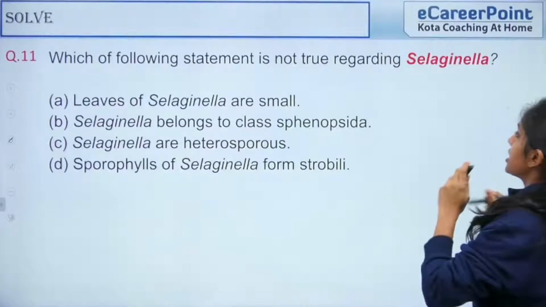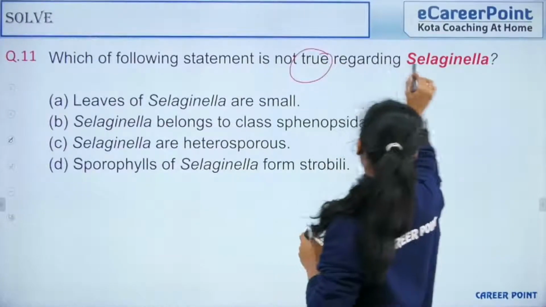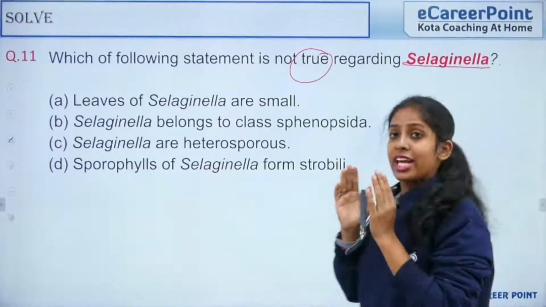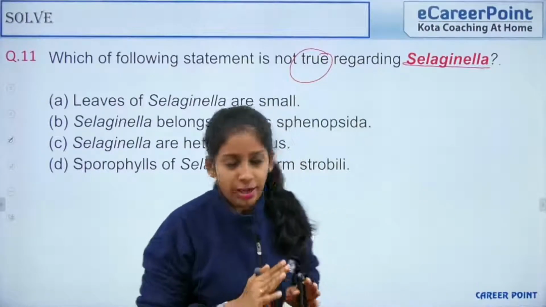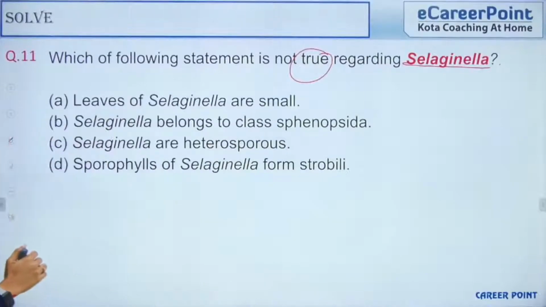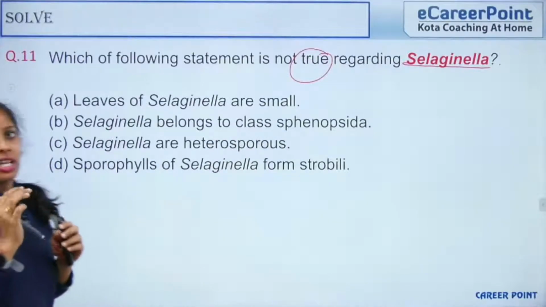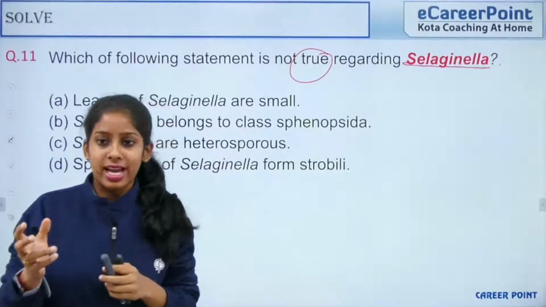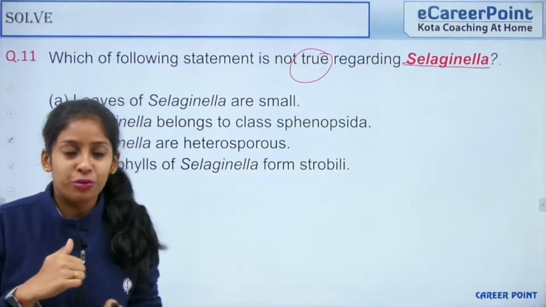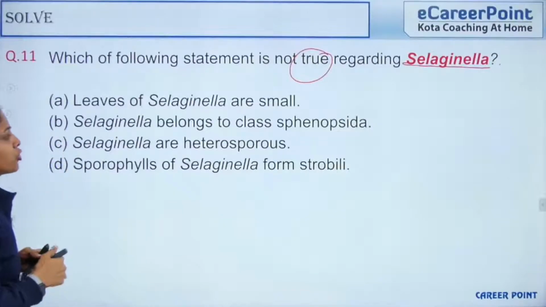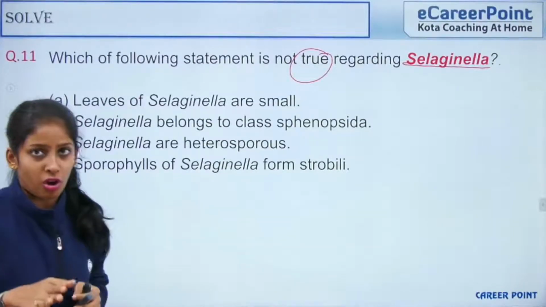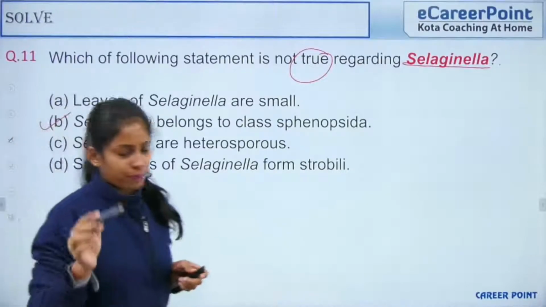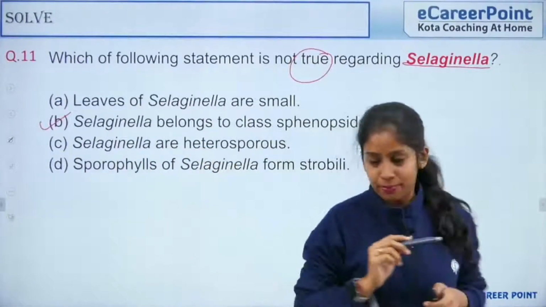So here we go to question 11. Which of the following statements is not true regarding Selaginella? Selaginella comes under your pteridophytes, under kingdom Plantae, right? So which of the following is not true? Leaves of Selaginella are small. Yes, microphylls, right? Megaphylls are there and microphylls are there. Selaginella belongs to class Cenopsida. That is wrong. They belong to another class, Lycopsida. So this is the wrong statement.